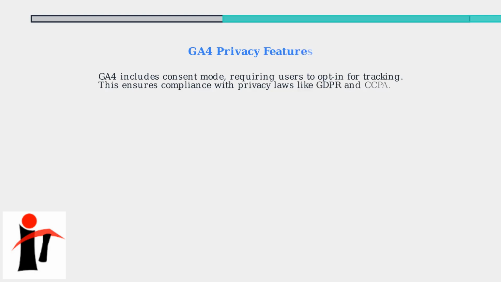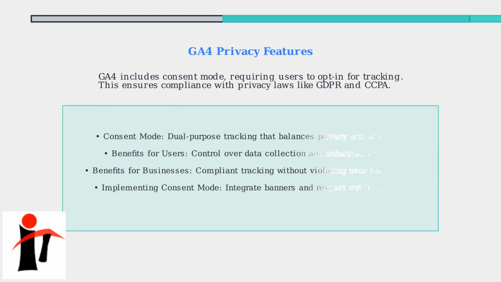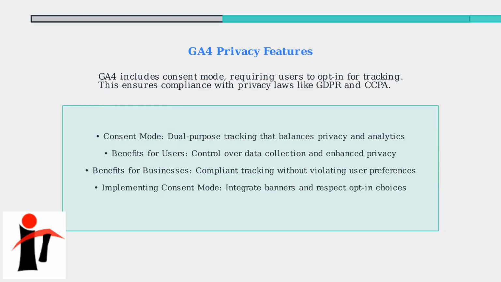GA4's privacy-focused features center around consent mode, which requires users to explicitly opt in before any tracking occurs. This helps comply with regulations like GDPR in Europe and CCPA in California. Consent mode enables dual-purpose tracking, collecting basic data for analytics while respecting user privacy preferences.